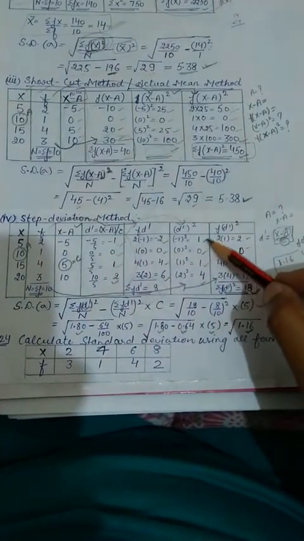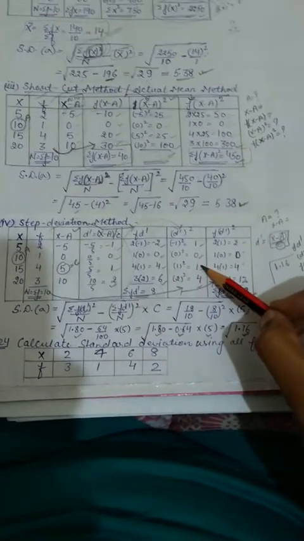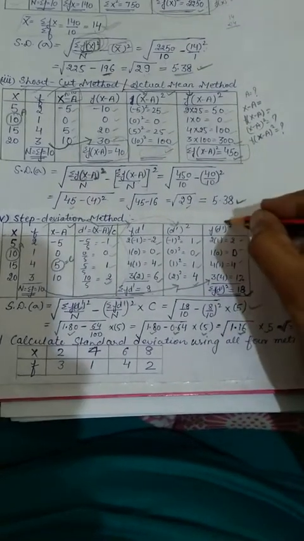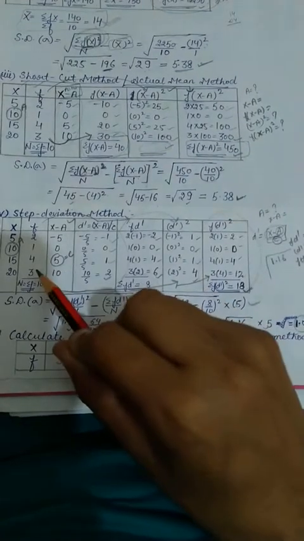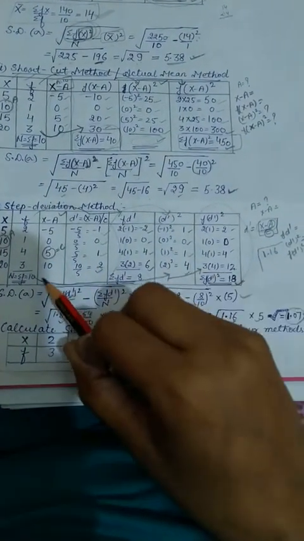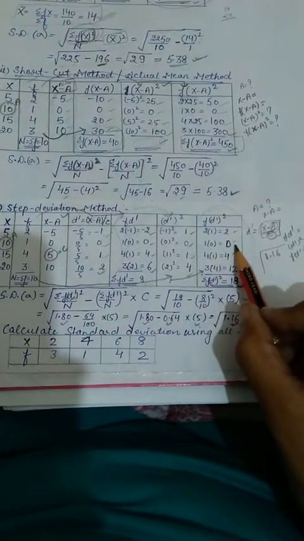Now d dash square, this column you have to square. That is minus 1 square is equal to 1, 0 square is equal to 0, 1 square is equal to 1, and 2 square is equal to 4. Now this is your f d dash square. How will you get it? You will do the product of f and your d dash column. These two columns you will multiply: 2 1s are 2, 1 0 is 0, 4 1s are 4, 3 4s are 12, and you get this value 18.